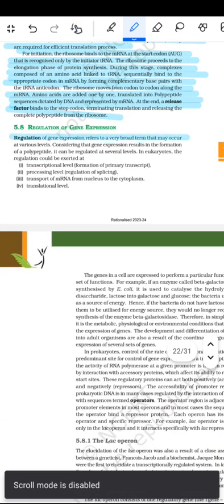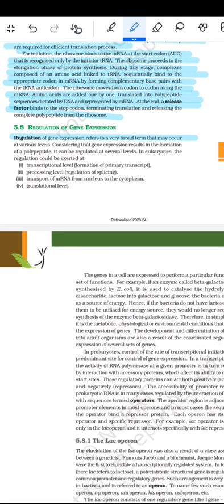So regulation of gene expression refers to a very broad term that may occur at various levels. Considering that gene expression results in the formation of a polypeptide, it can be regulated at several levels. In eukaryotes, the regulation could be exerted at the transcriptional level, formation of the primary transcript, processing level, regulation of splicing, transport of the mRNA from nucleus to the cytoplasm, and the translational level.